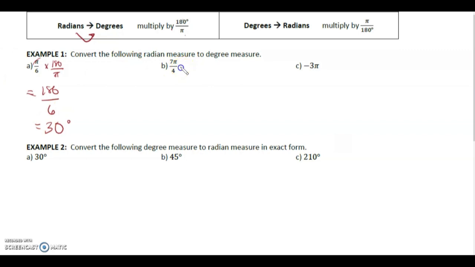B, 7 pi over 4, times 180 over pi. Those pi's go away, and we have 7 times 180, and we get 1260. Then we divide that by 4, so we get 315 degrees. And C, negative 3 pi, we want to do times 180 over pi. The pi's go away, and we get negative 540 degrees.